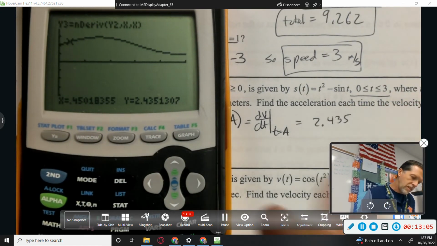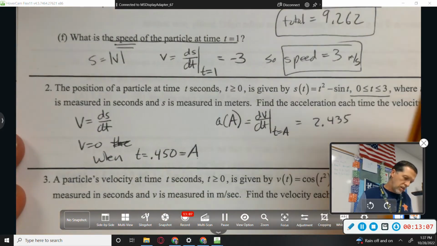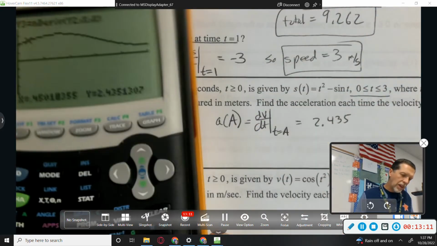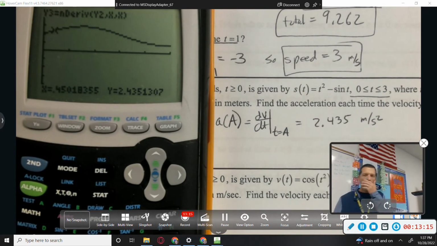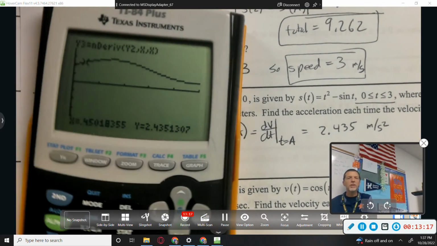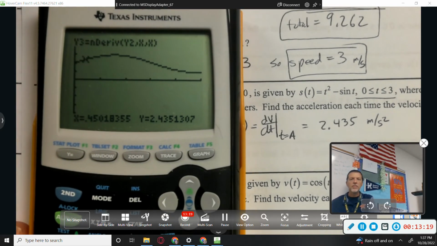0.435 meters per second squared, but it didn't say units. So I'm going to put it just to remind you, but if it didn't ask for it, you won't have to give it.